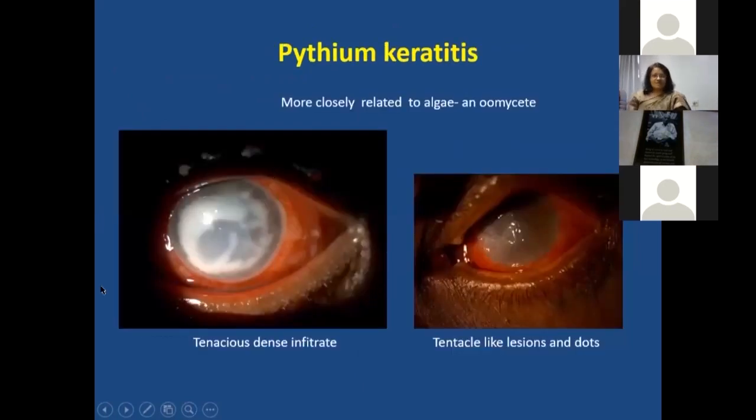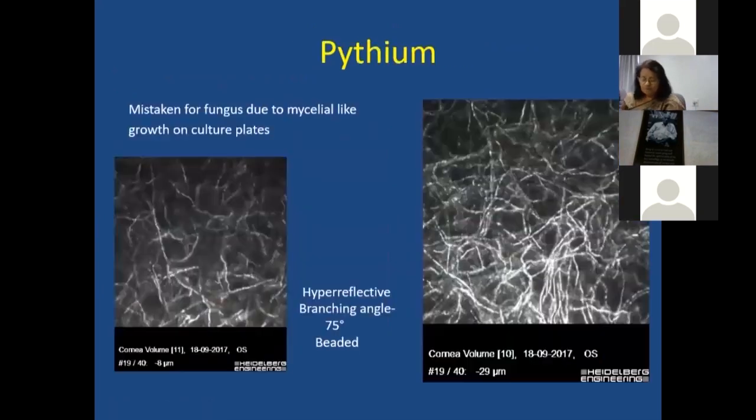Coming to Pythium keratitis, this is again a difficult situation because a lot of them are mistaken for fungal keratitis, and as you all know, early intervention is very important in identifying and treating this condition by means of a therapeutic keratoplasty. However, we mistake it for fungal keratitis because of the mycelial growth on the culture plate. The confocal is useful in identifying Pythium. Most of them will have a beaded structure and the branching angle tends to be a little bit wider.